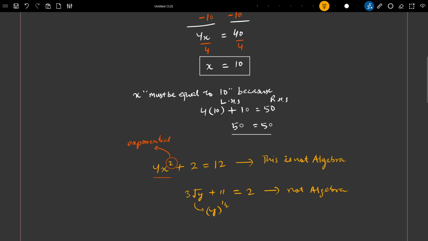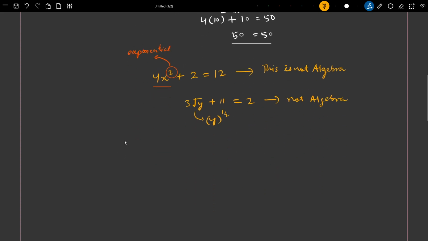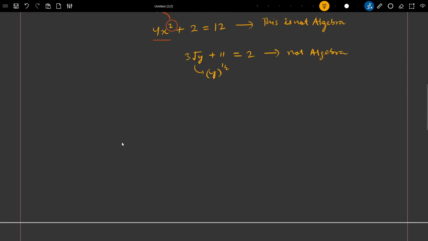So solving for unknowns within a system of equations is something we are going to see now. For that, let's consider an example.